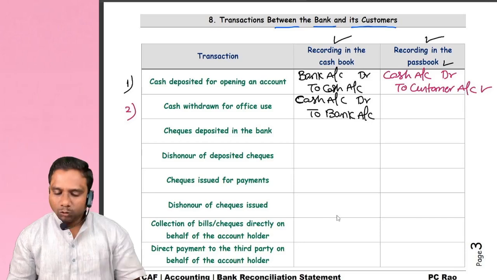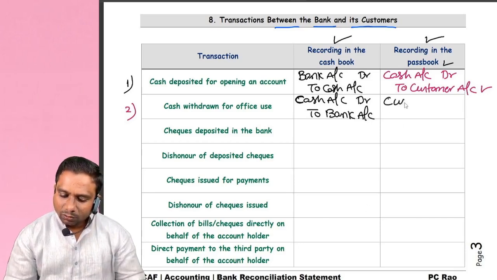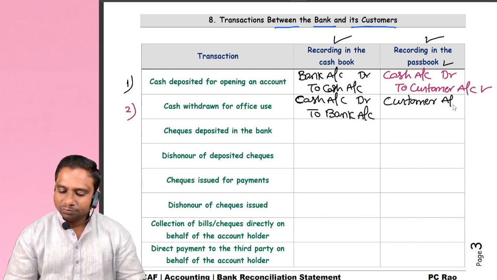What is the entry in the books of the bank? Customer account debit, because the customer is taking money, the customer is the receiver. So customer account debit to cash account.